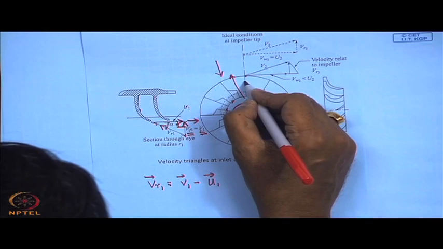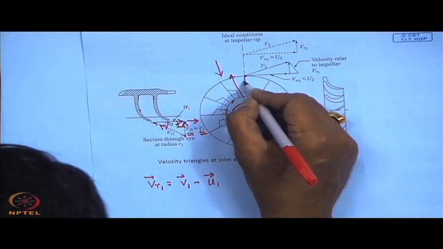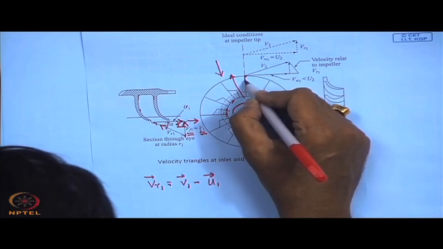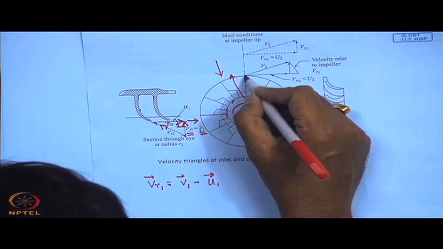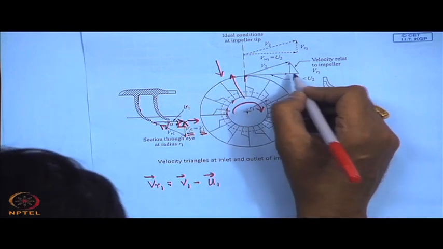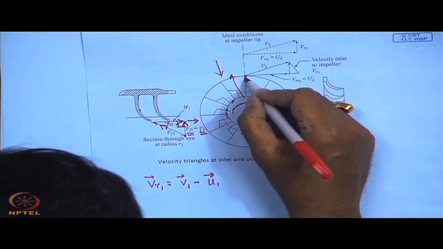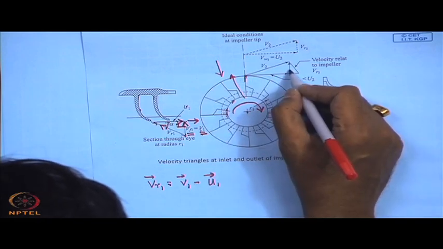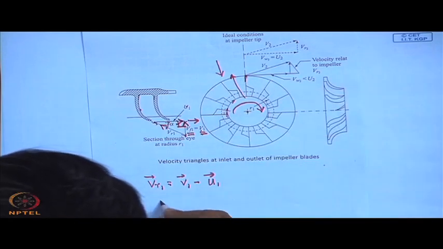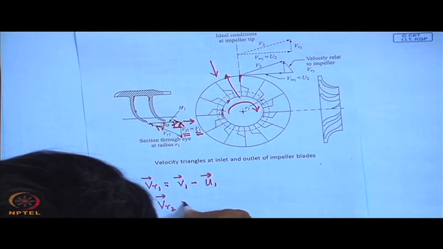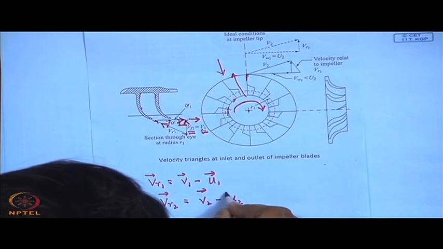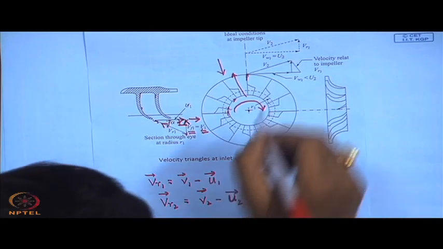Since the blade is made radial, what do we want? Why is the blade radial? That means we want the air to go out smoothly over this blade, so the relative velocity of the air with respect to the blade should be in the radial direction. Therefore, here if you write, VR2 is V2 minus U2. What is U2? U2 is the velocity of the impeller at the outlet.